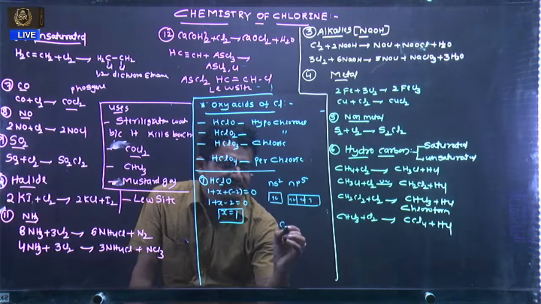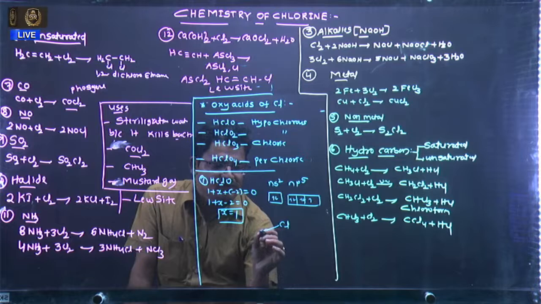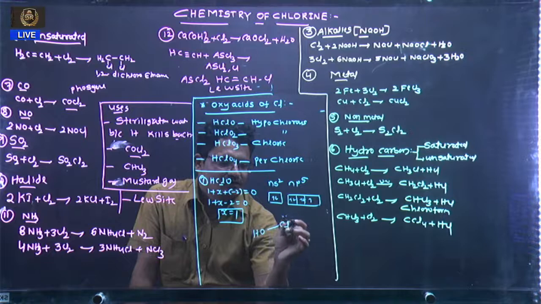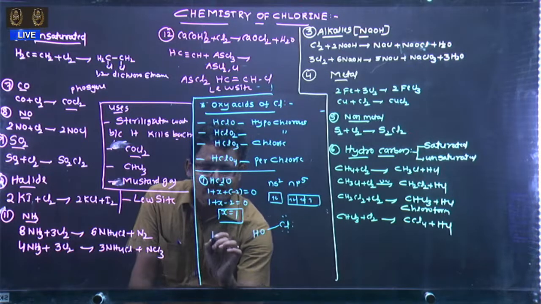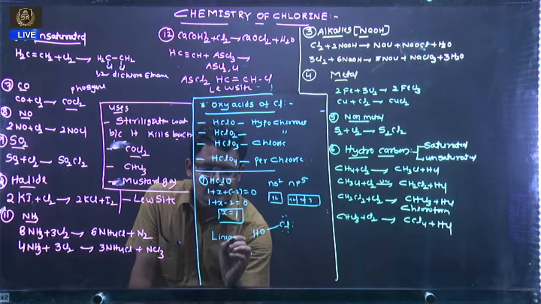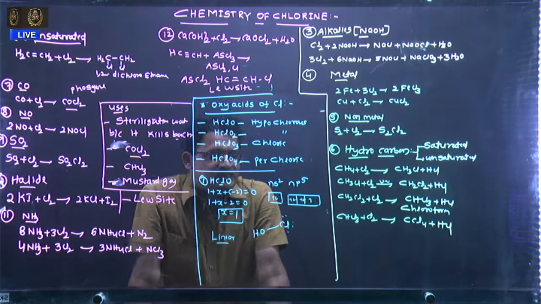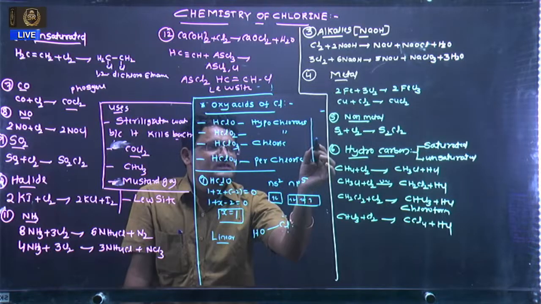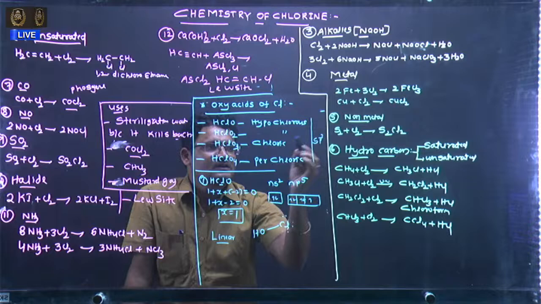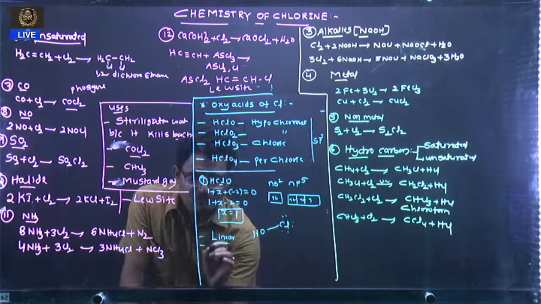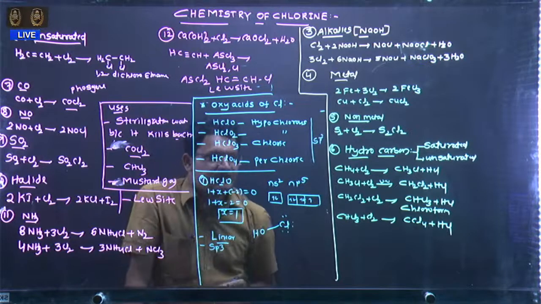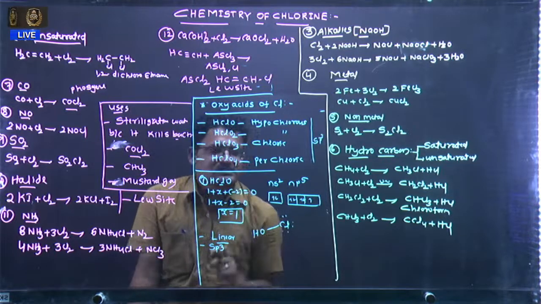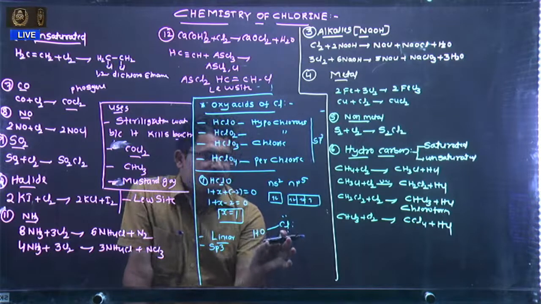Chlorine is the central atom. It contains 1 OH. So the shape of the molecule is linear. All these oxy acids of chlorine undergo sp3 hybridization only. Here, 1 OH means the basicity is 1. Its oxidation state is +1, and the shape of the molecule is linear.